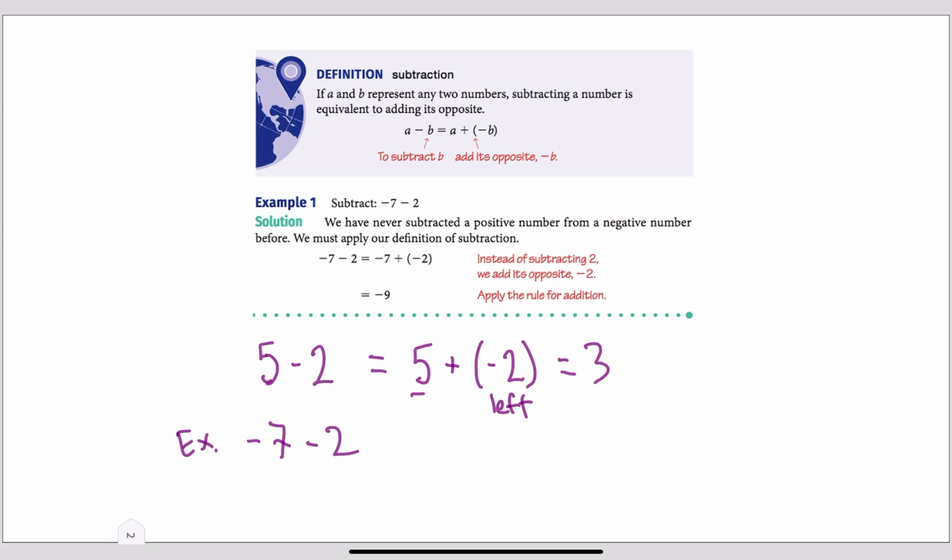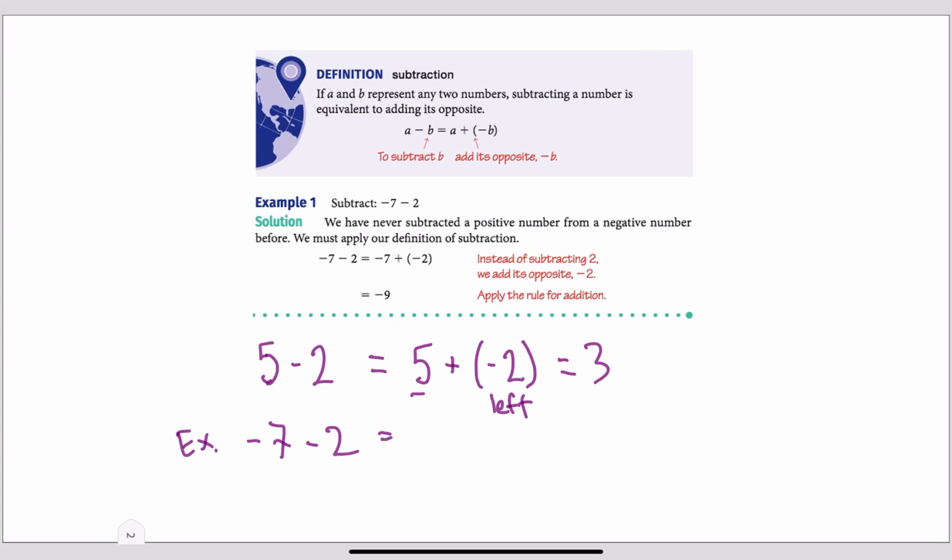I can think about this on the number line. I start at negative 7 and then I go to the left 2. So I'm actually going more negative, right? This is like, I already owe $7 and then I'm going to borrow $2 more. So I'm actually going to end up owing even more money.